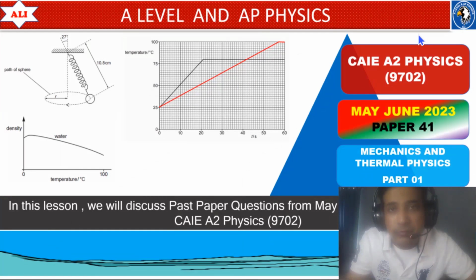In today's lesson, we will discuss past paper questions from May June 2023 Paper 4 Variant 1. As always, we will discuss these questions in detail so you can improve your conceptual understanding of A2 physics and also have a better understanding of these questions. Let's study together, let's improve together.